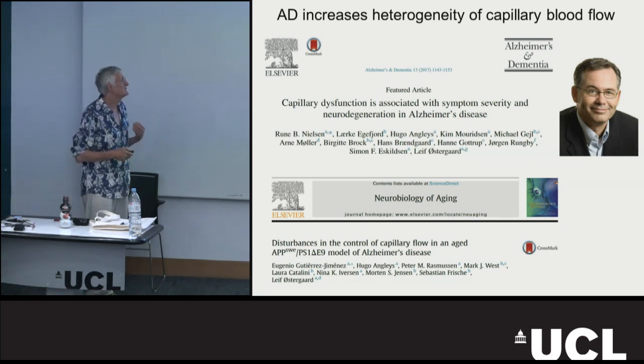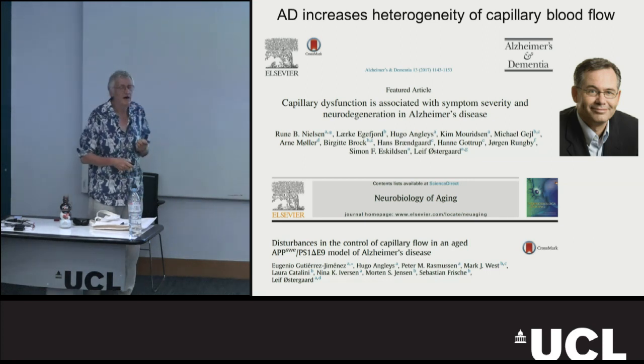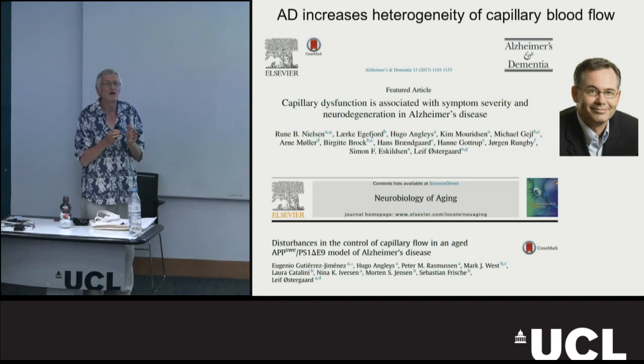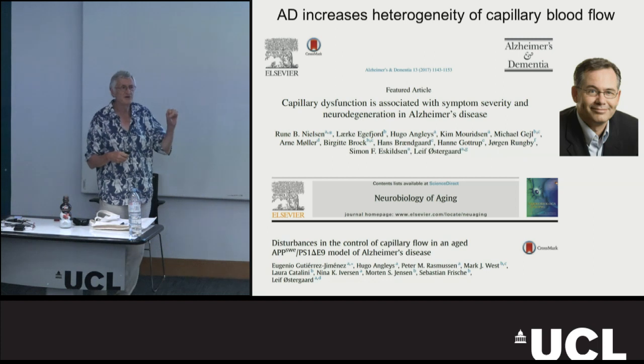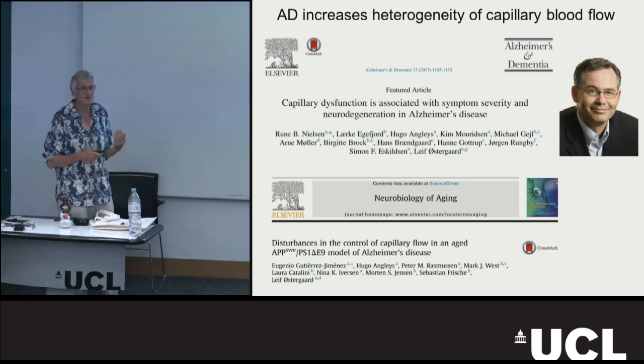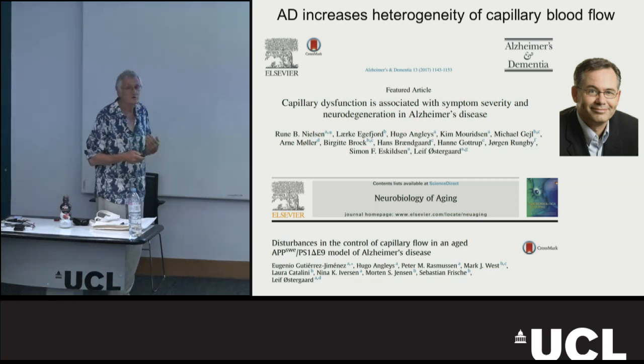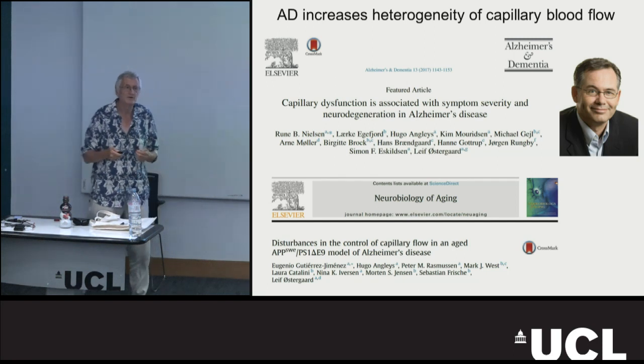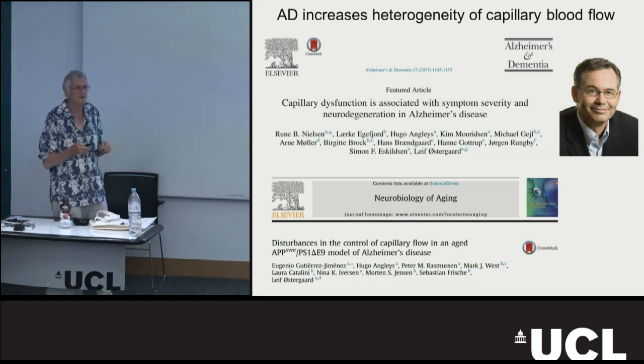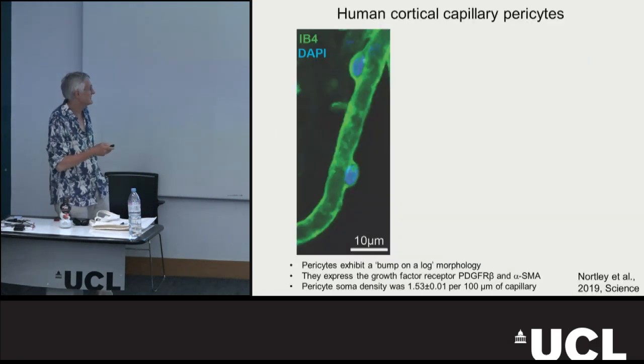But more importantly, Leif has shown that there's an increase in the heterogeneity of that transit time, which we attribute to differential squeezing of capillaries by pericytes. And he showed that that increase of capillary transit time heterogeneity correlates with cognitive decline in AD. Okay, so these changes in control of blood flow at capillary level are already known to correlate with cognitive decline.